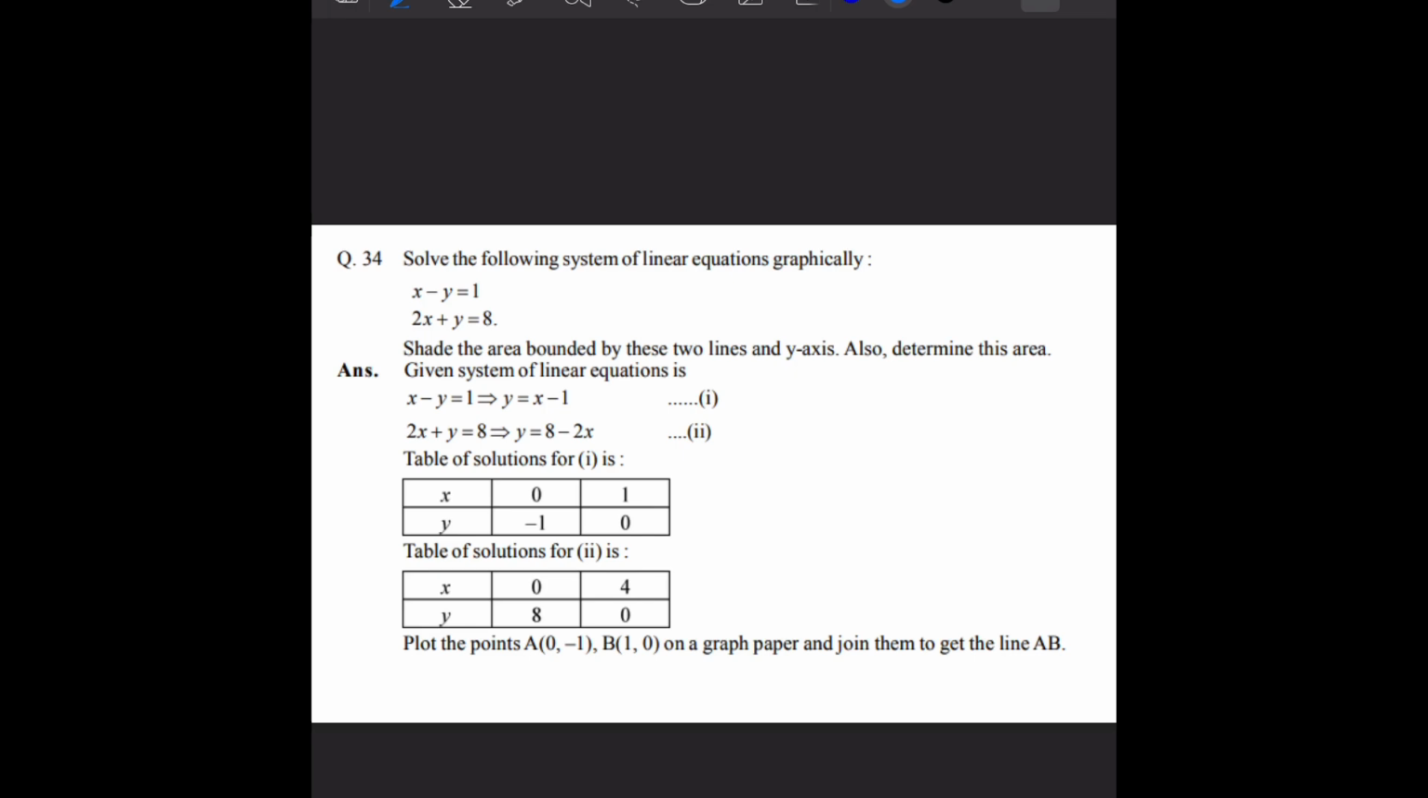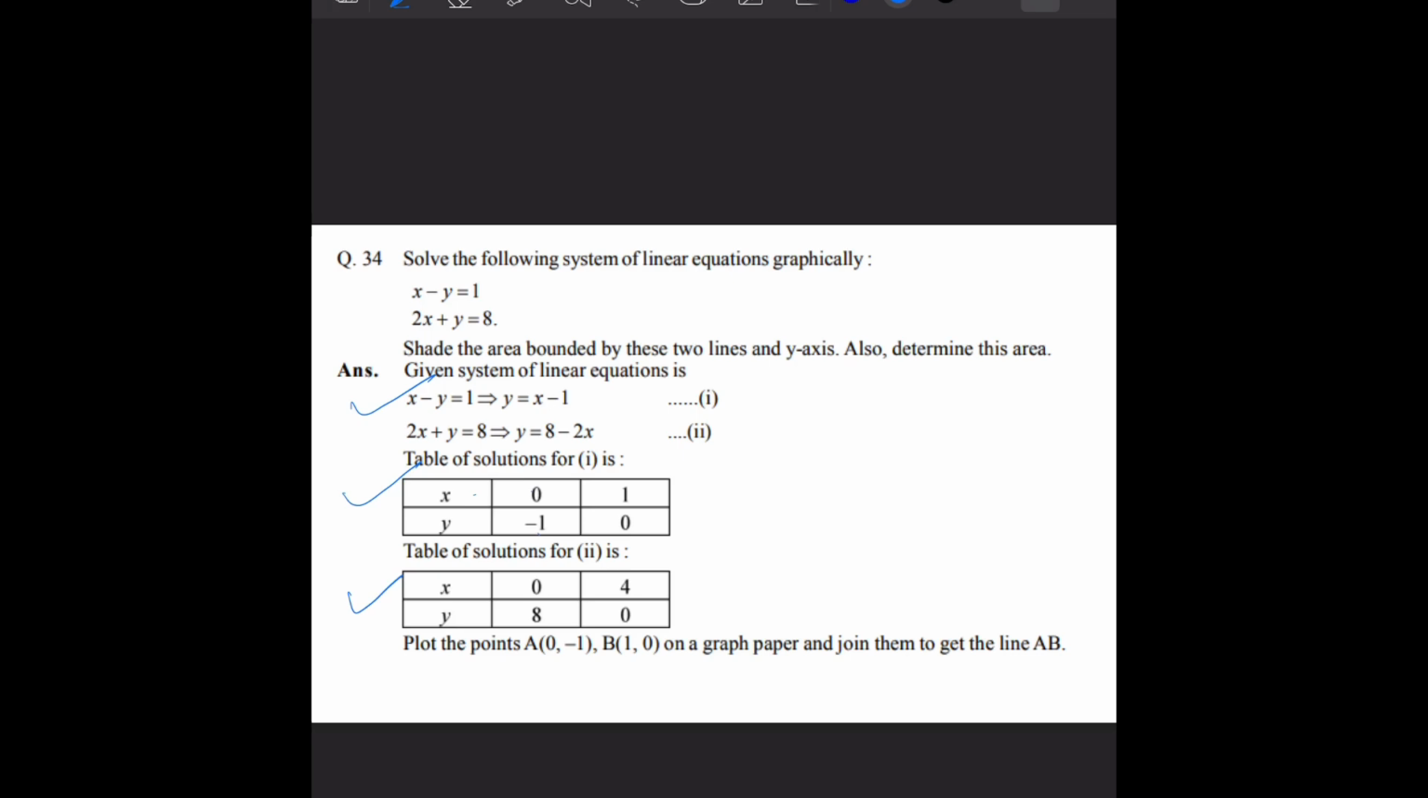Graphically solve करने के लिए आपको points की जरूरत होती है. These are points. If I put x equals 0, I'll get y equals -1 for equation 1. If I put x equals 1, I'll get y equals 0. Similarly, for equation 2, we get these values. If I put x equals 0, I'll get 8. If I put x equals 4, I'll get 0.